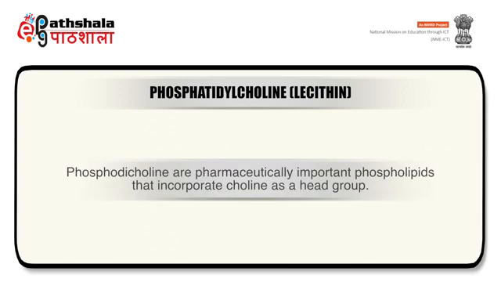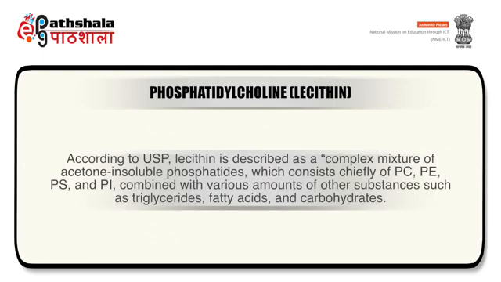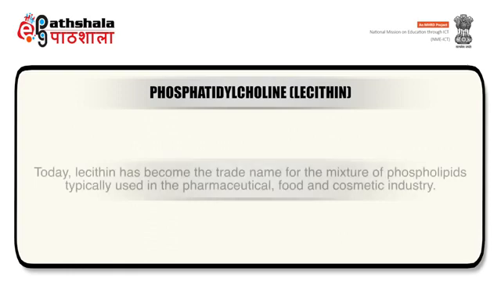Phosphatidylcholines are pharmaceutically important phospholipids that incorporate choline as a head group. The term lecithin is sometimes used interchangeably with phosphatidylcholine, although both are different since phosphatidylcholine is one of the components of lecithin. According to USP, lecithin is described as a complex mixture of acetone-insoluble phosphatides which consist chiefly of PC, PE, PS and PI as we have discussed above. Today, lecithin has become the trade name of a mixture of phospholipids typically used in the pharmaceutical, food and cosmetic industry.